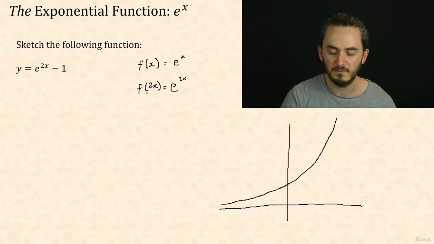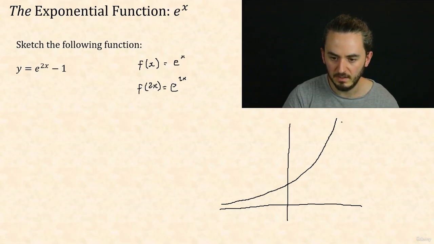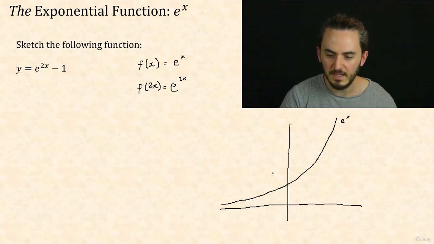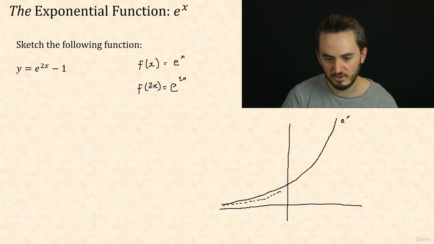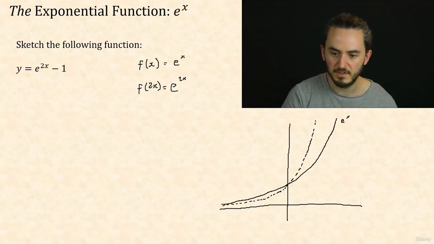So what's the effect of that? Well, f of 2x transformations squish things in this way. So if that one here is e to the x, e to the 2x will just all be squished in a little bit, which means it's going to look maybe a bit more like that, just squished in on this side, squished in on that side. So that is what e to the 2x will look like.